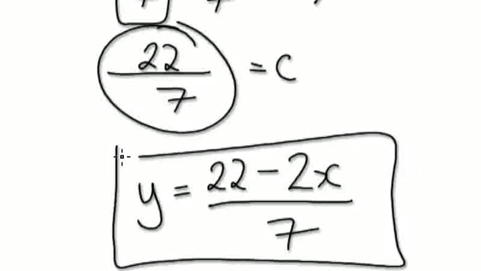So times both sides by 7. This will be 350. 22 minus 2x. We want to get x on its own, but at the moment this is minus. So add 2x to both sides. Okay, so 350 add 2x equals 22. Now take away this thing here. So 2x equals 22 minus 350.